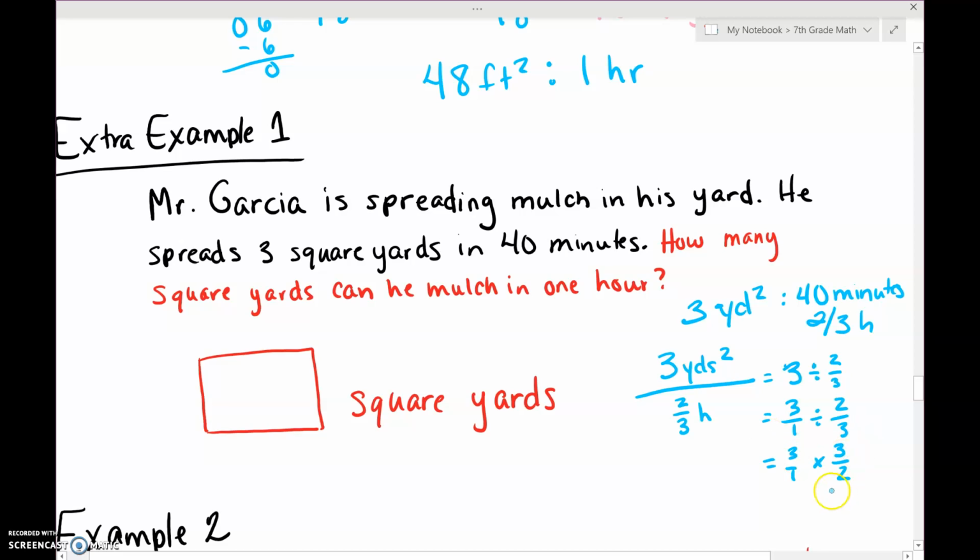I look for common factors that I can cancel out. Unfortunately, I don't have any, so 3 times 3 is 9. 1 times 2 is 2, which equals 4.5 yards. So he can do 4.5 square yards per 1 hour.